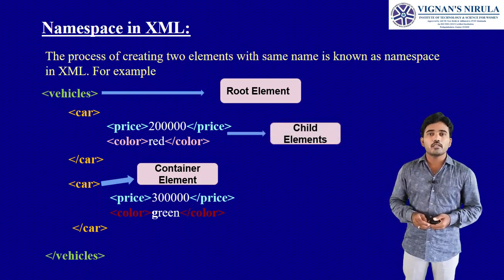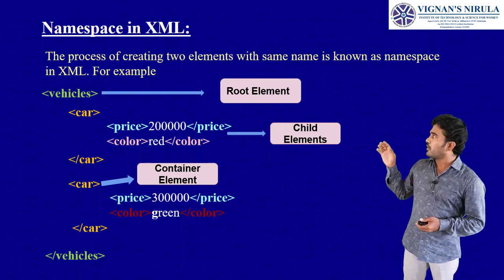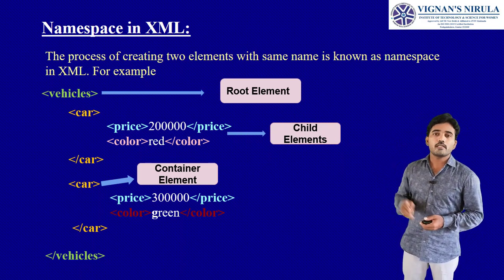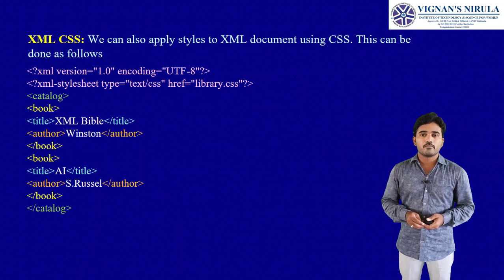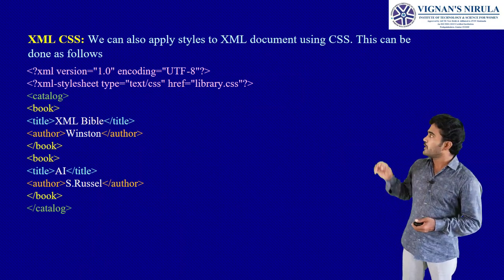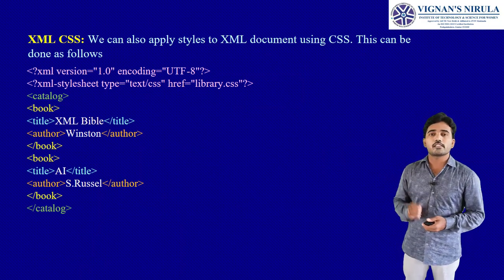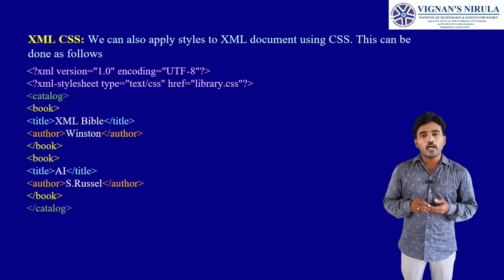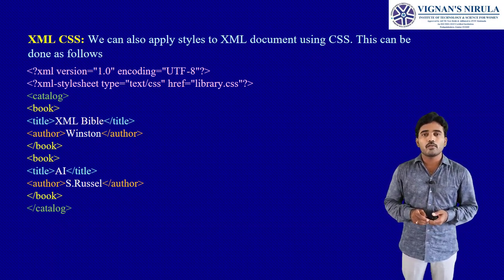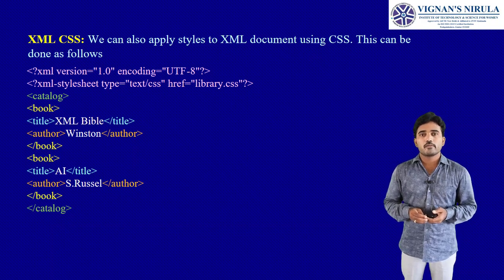Now, as I told you already, these price and color are child elements. Understand? So now coming to XML and CSS. We already discussed how to apply cascading style sheets to a web document in HTML. In the same way, in XML we can apply styles to the XML document using CSS, and it can be done as follows.